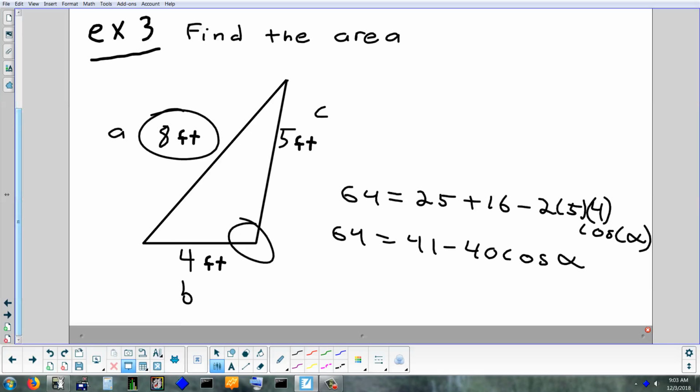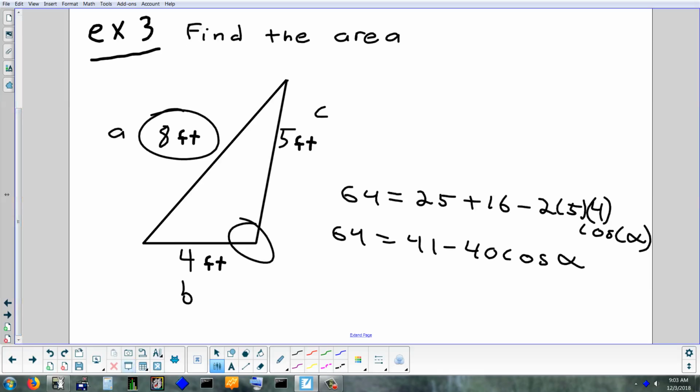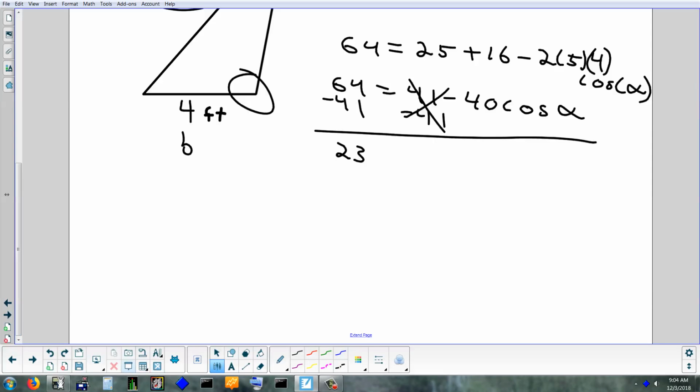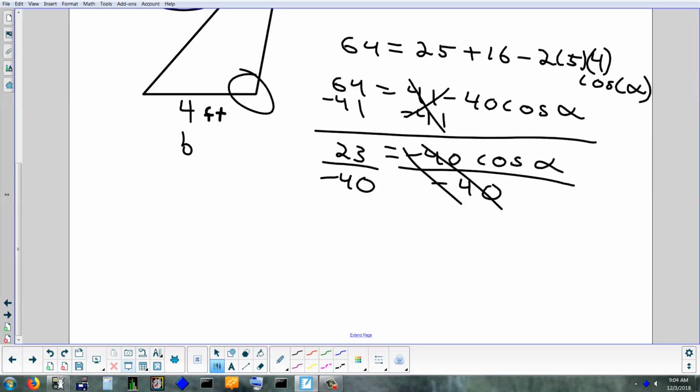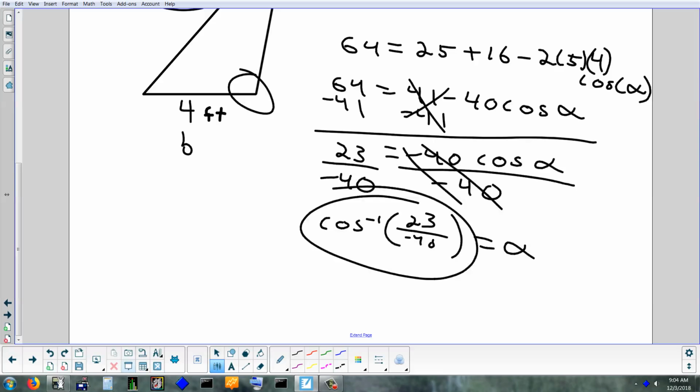Okay, and this is the part we got to be a little careful. I have 3 things left to do. What would be my next step? Minus the 41, on both sides. That's gone. 64 minus 41 gives me 23. And that's negative 40 cosine alpha. Now 2 steps left. Divide by negative 40. Negative's gone, the 40's gone. All right, 1 step left. I got to get rid of cosine. Inverse cosine? Yep, inverse cosine. So take the inverse cosine of each side. And there is our angle.